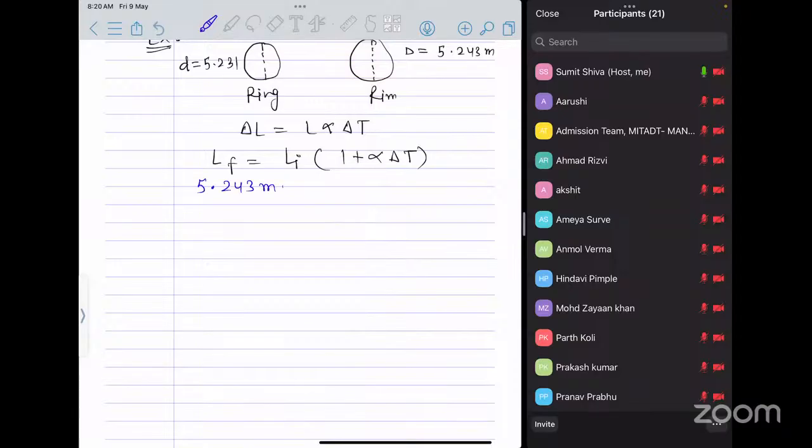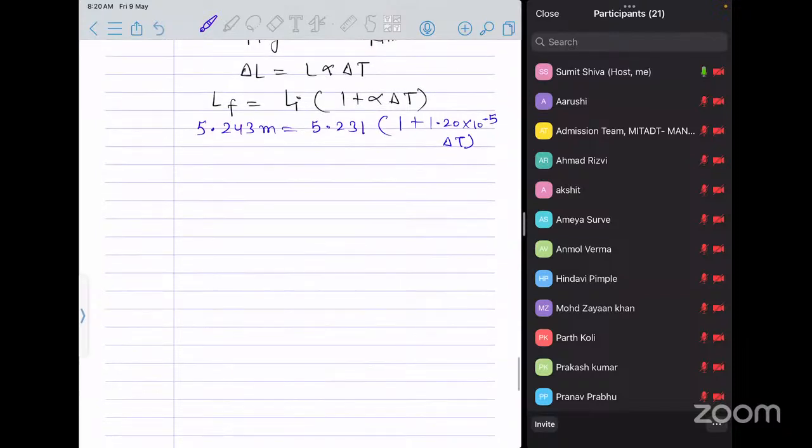In this case, I want to have the final length 5.243 meter and the initial length 5.231 meter, in bracket 1 plus alpha. Alpha will be given in the question. For the material, alpha is 1.20 times 10 raised to power minus 5, into the change in temperature, that is delta T. So I am interested in the temperature.